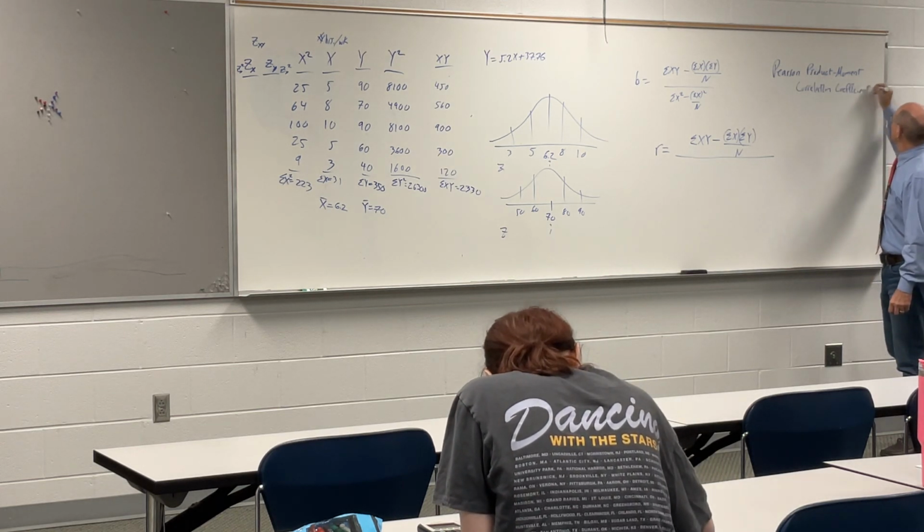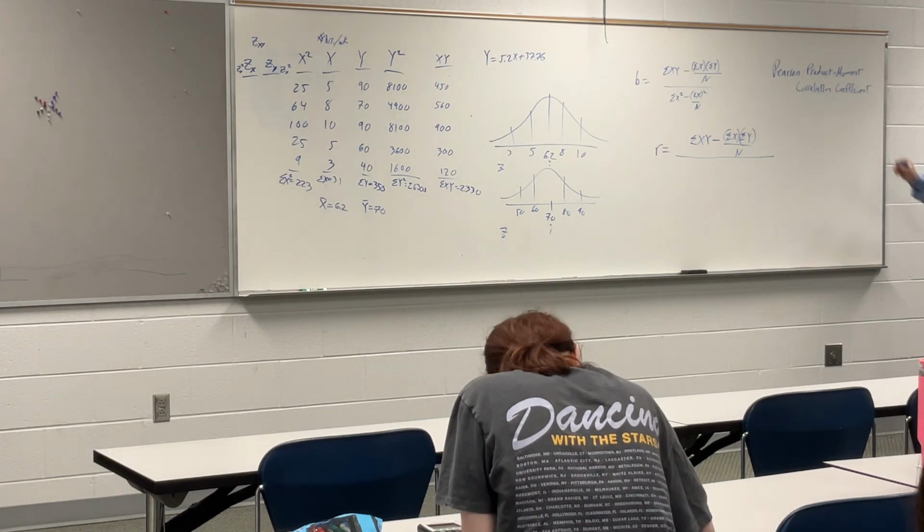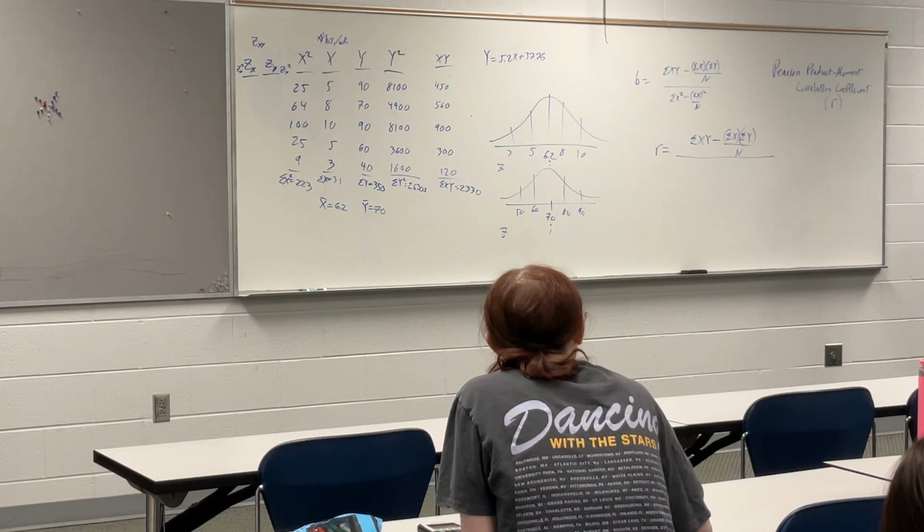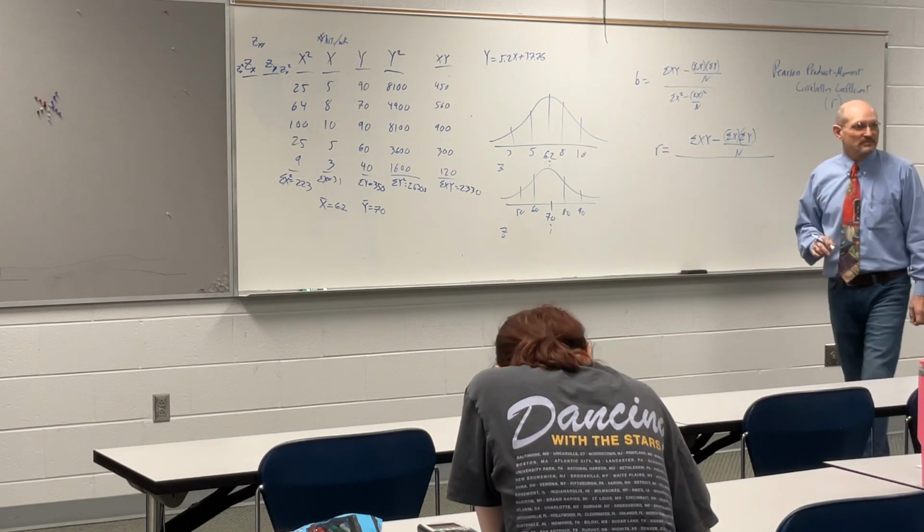Basically, it just means that that's the letter that represents correlation, R. It's called a Pearson product moment correlation coefficient. Pearson, the man that writes the books, huh?